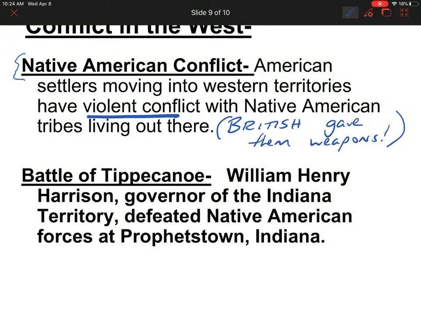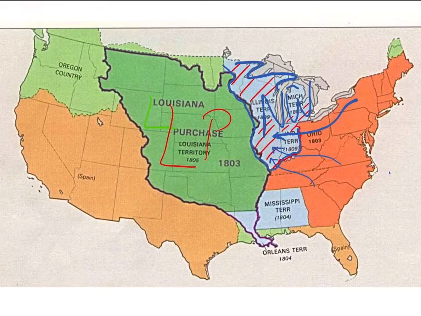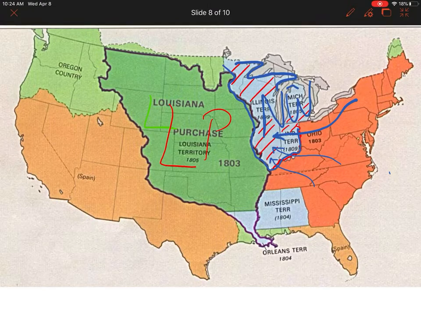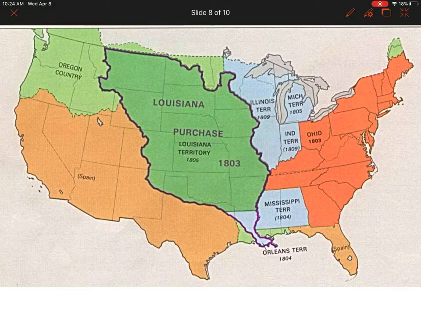The second term I want you to copy, Battle of Tippecanoe. William Henry Harrison is a future president. At this time period, he's the governor of the Indiana Territory. If you look on my messy map here, let me clear this. The Indiana Territory is this present-day state. And William Henry Harrison was governor of the Indiana Territory. It's right near Ohio, and it's one of the first territories in that Northwest Territory that people would move into.